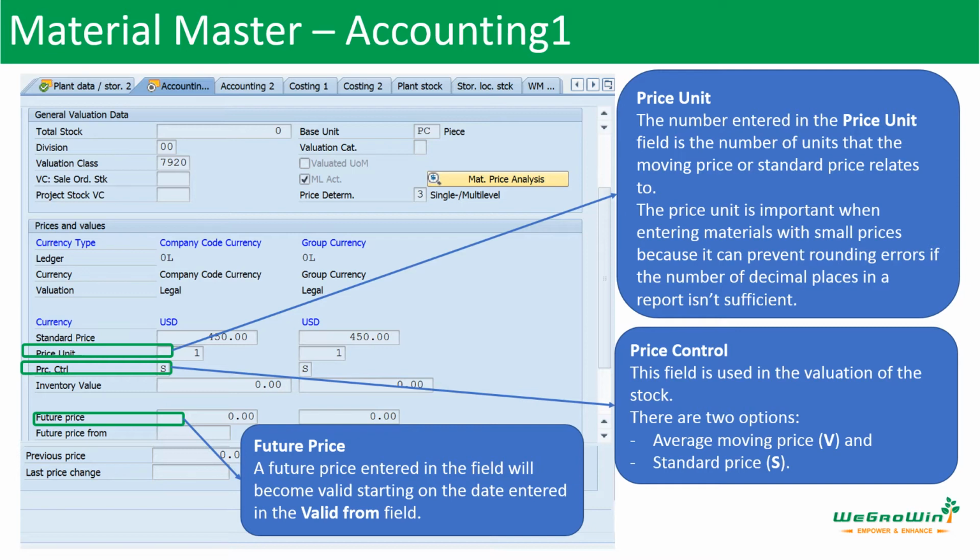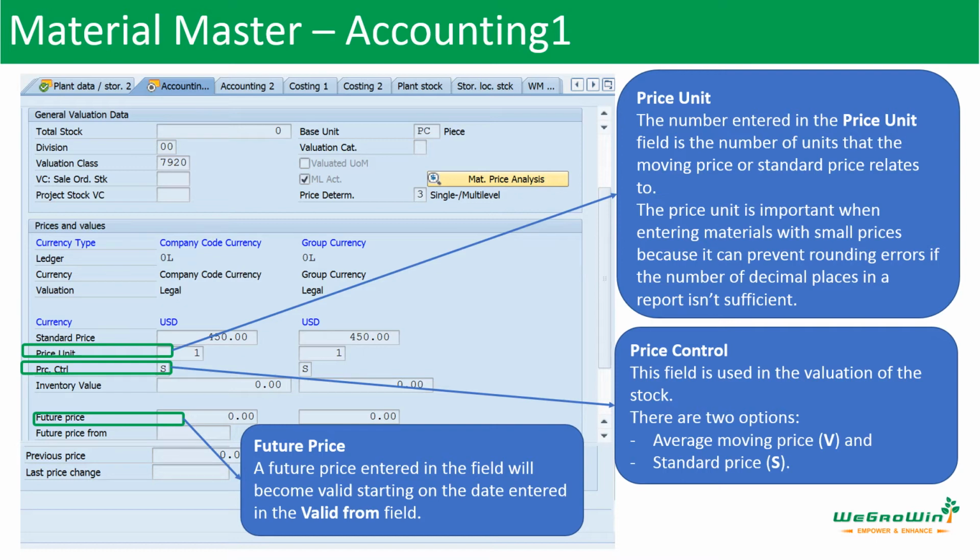Which one? The moving average value. Because when the material is moving, the value also changes based on the buying quantity. For example, we are buying 100 numbers at 1 rupee, then we are buying 200 numbers at 1 rupee 50 paise. Then the total value for 300 units is 400 Indian rupees, which means 1.33 rupees is the moving average price.